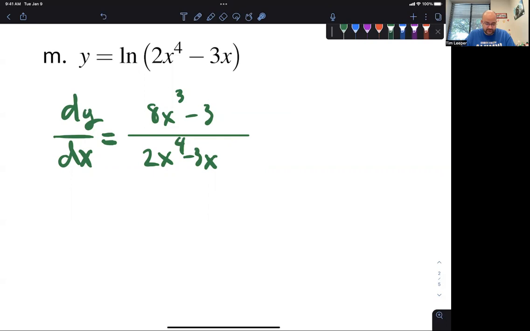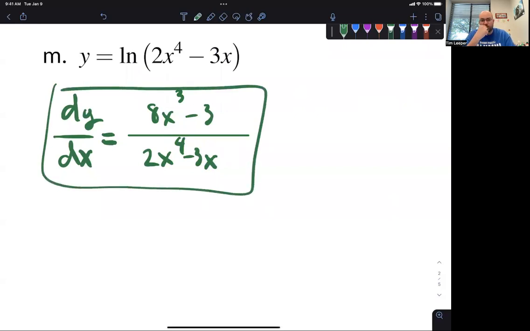And that's it. Now, even if I factored the denominator here, I'd be left with x times 2x cubed minus 3, and that's not 8x cubed minus 3. So there's not a common factor. So that's as far as we can go. And there we go. That's M.